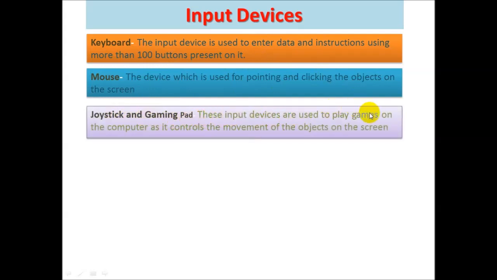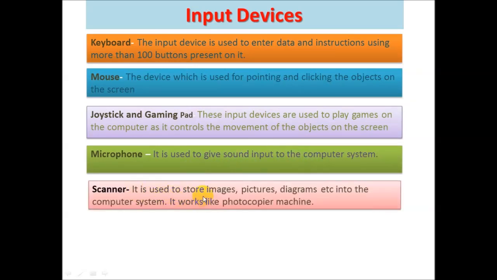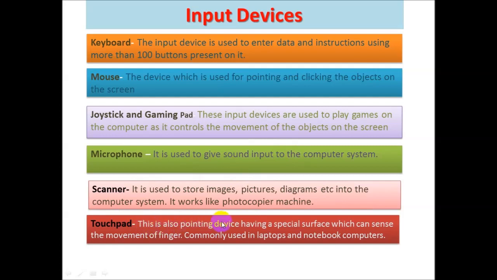Joystick and gaming pad, these input devices are used to play games on the computer as they control the movement of the objects on the screen. Microphone is used to give sound input to the computer system. Scanner is used to store images, pictures, diagrams, etc. into the computer system. It works like a photocopier machine.